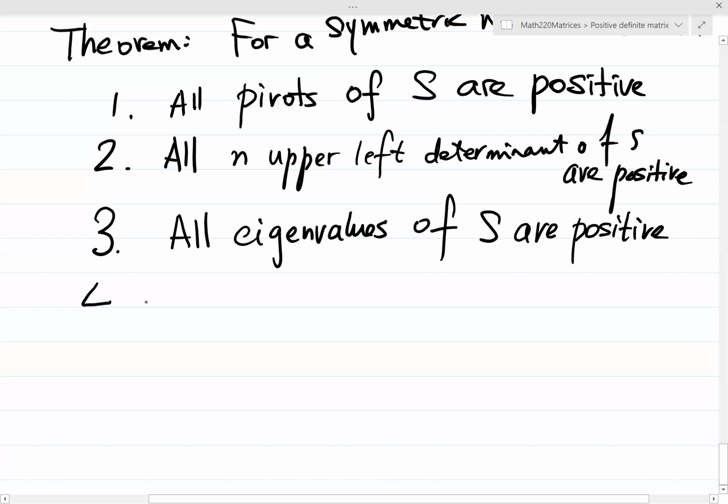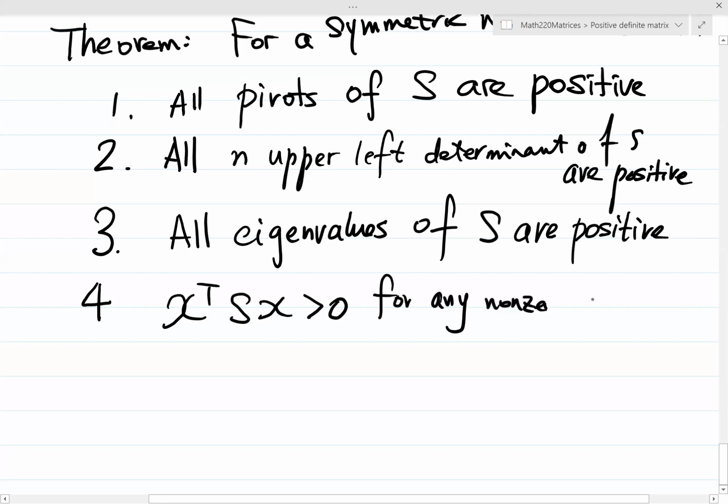For X transpose S X greater than or equal to 0 for any non-zero vector X, okay? Now, number 4 is a definition of positive definite, okay? Number 5, we prove it, okay?